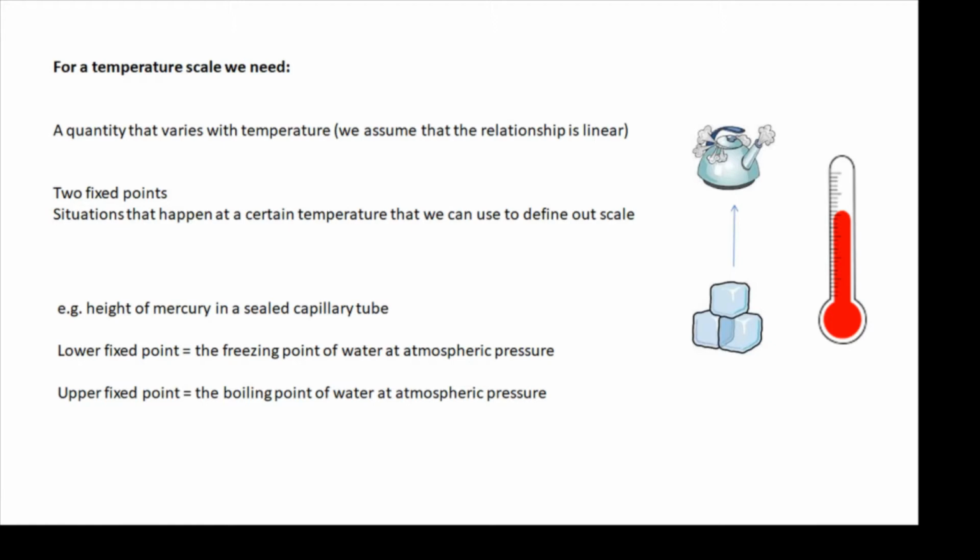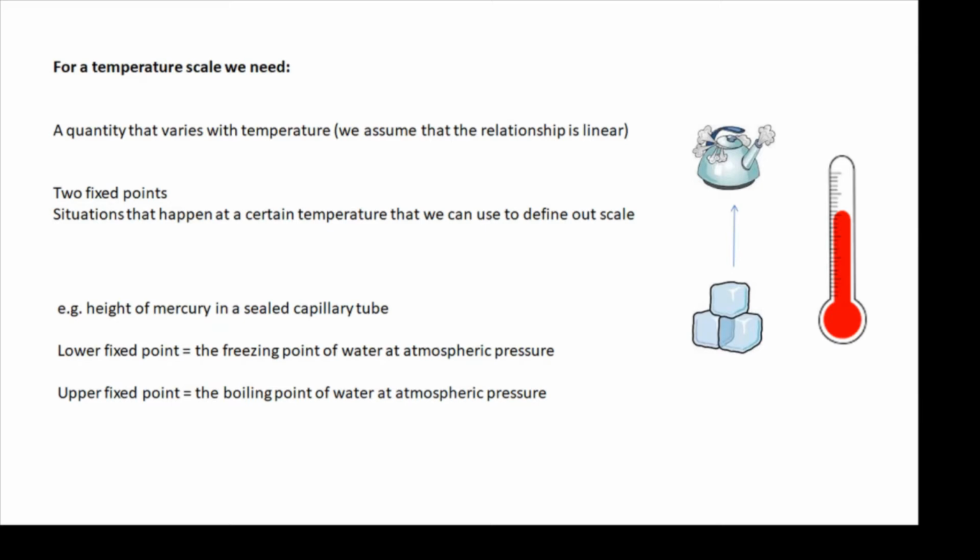And we assume that this quantity varies linearly with temperature. We assume that the height of the mercury against temperature is a straight line. We have to make that assumption because without the thermometer we can't really test it. We also need two fixed points. A fixed point is a situation that happens at a certain temperature that we can use to define our scale. And we need two of them.